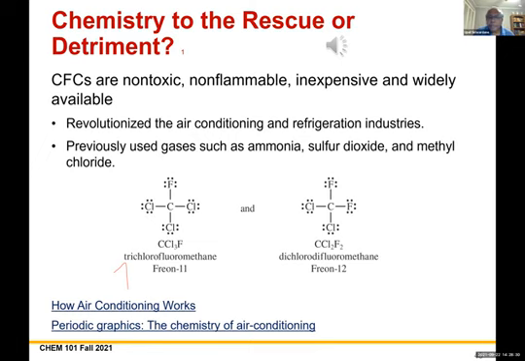Now the problem is that chlorine in the compound can break up in the atmosphere and create free radicals. These free radicals can react with ozone and break it up into oxygen, and deplete the ozone layer faster than water or natural things do.